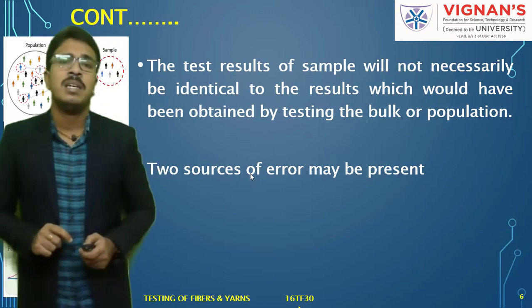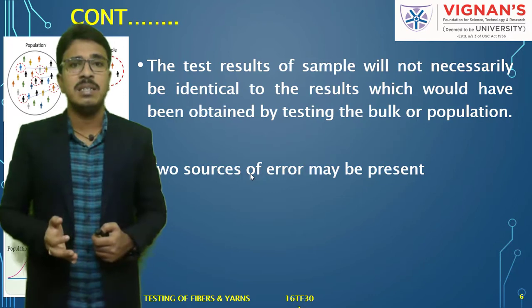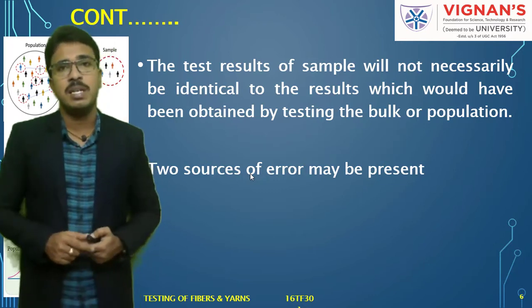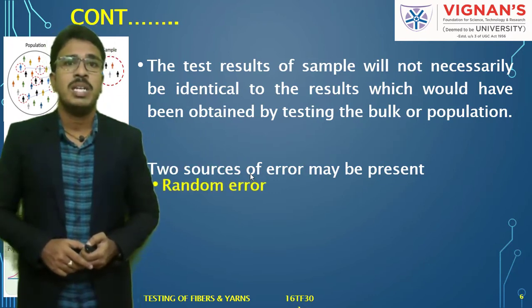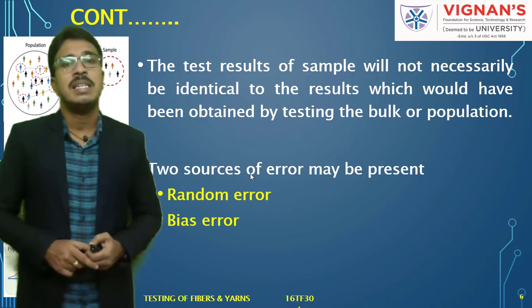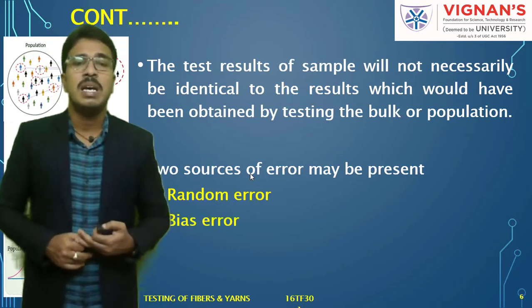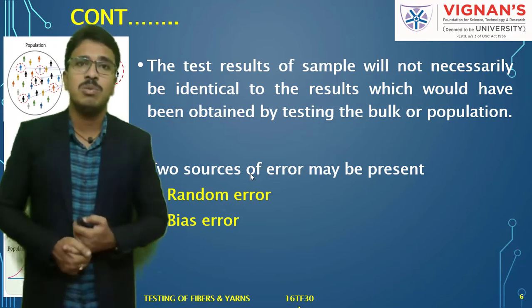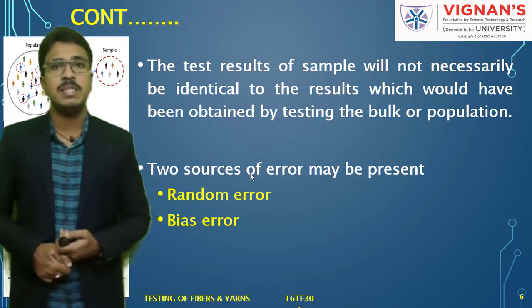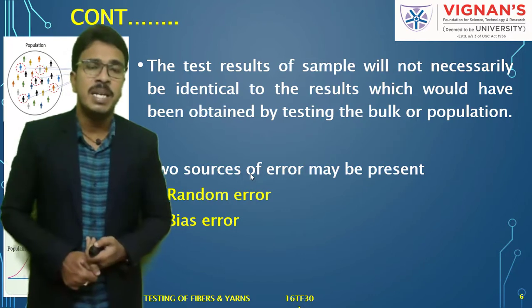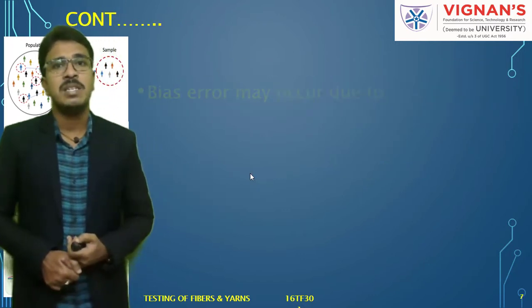And if you look at the sampling error, two sources of error may be present. One is random error and the second one is biased error. There are two types of errors. One is random error and the second one is biased error.